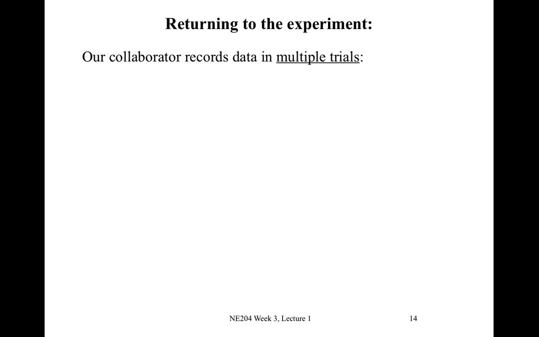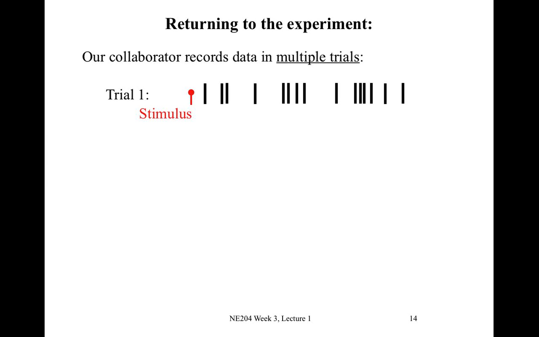So returning to the experiment, our collaborator does not provide us just one example of voltage activity over time. He provides, in this case, multiple trials of data. So for example, here's trial 1. A stimulus is delivered. Maybe it's some chemicals applied to the bath, and the spiking activity is recorded as a function of time. We're showing the spike train data. So that's trial 1.